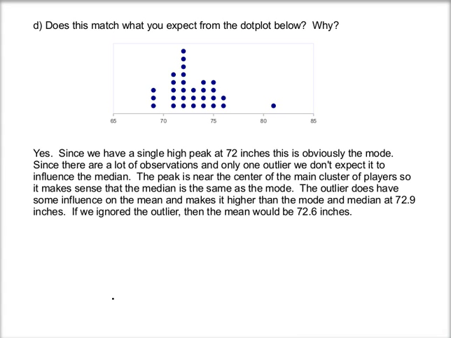Since there are a lot of observations and only one outlier, we don't expect it to influence the median very much. So the peak is near the center of the main cluster, and it makes sense that the median is the same as the mode. They're both 72. There is an outlier, so it does have some influence on the mean and makes it a little bit higher than the mode and the median. So our mean was 72.9 inches, a little bit higher. If we ignored that outlier, it would lower the mean a little bit, and then it would be 72.6 inches.